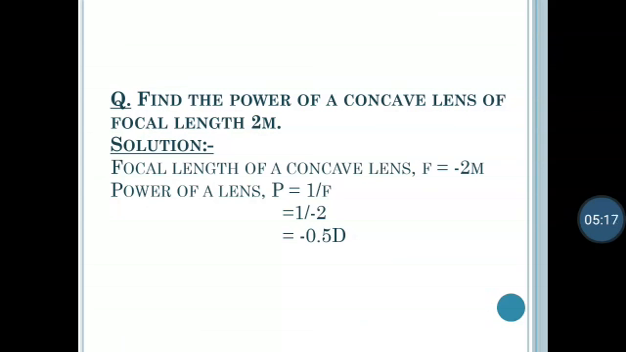First question is, find the power of a concave lens of focal length 2 meter. In this question, focal length of concave lens, that is f, is equal to minus 2 meter, because focal length of a concave lens is always negative. And we know the formula, power of a lens P is equal to 1 by f. So 1 by minus 2, that is minus 0.5. So power of the lens is minus 0.5 diopter.